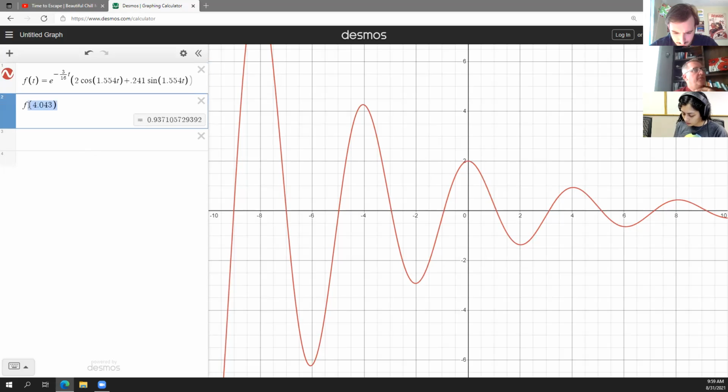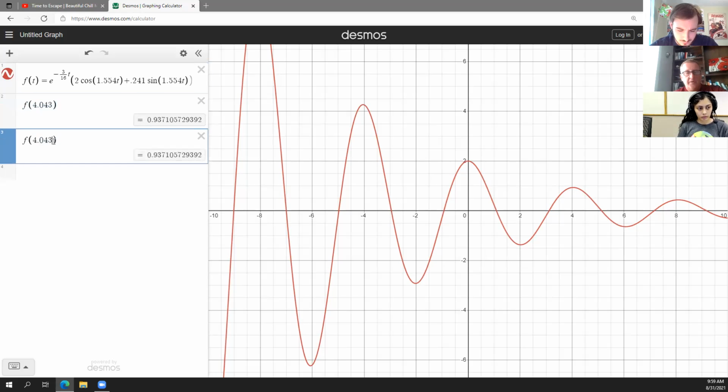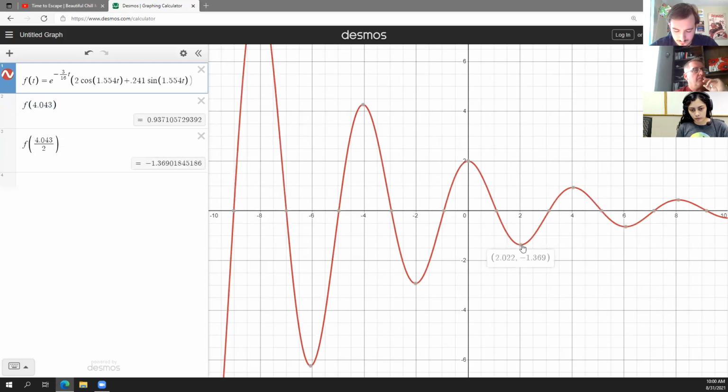Of course, all I'd have to do to get the other one is even just cheat and go like this. Say divided by 2. So I can get both of those answers algebraically. I guess that's just kind of neat to think about. Isn't that cool?